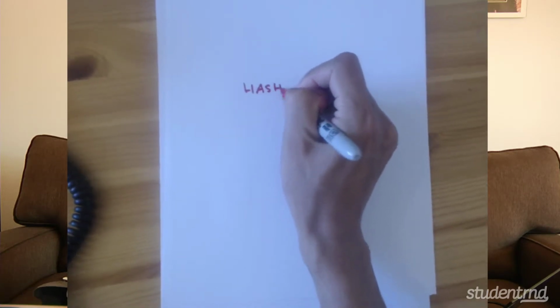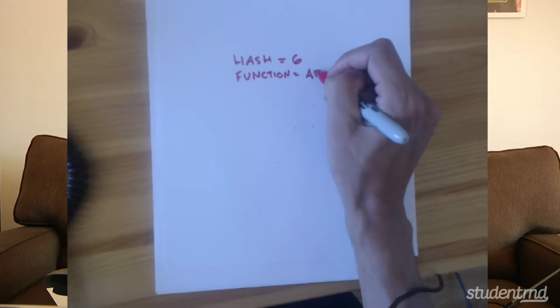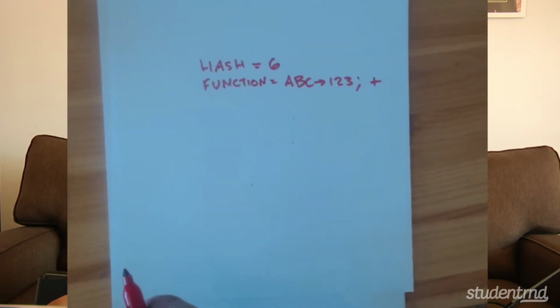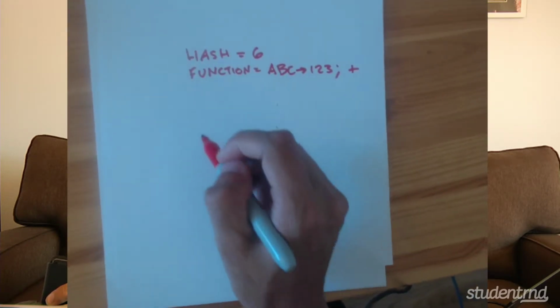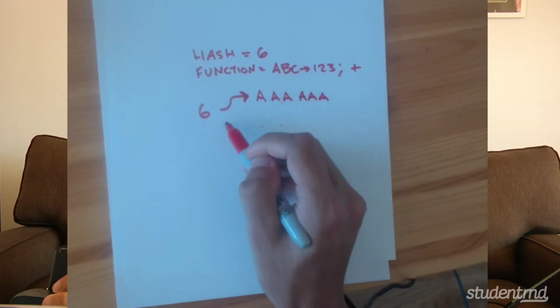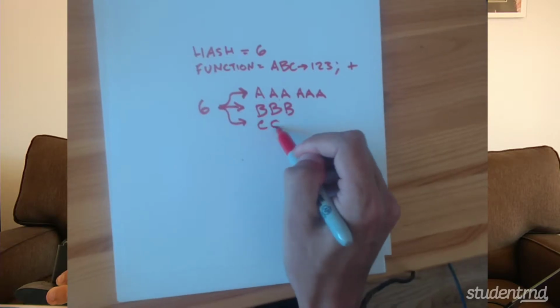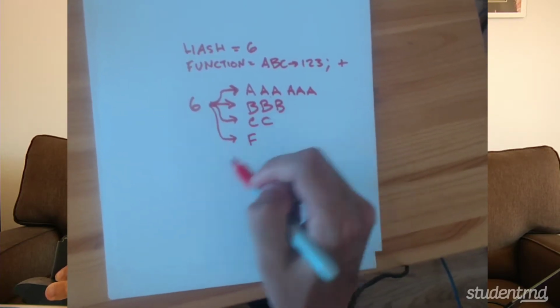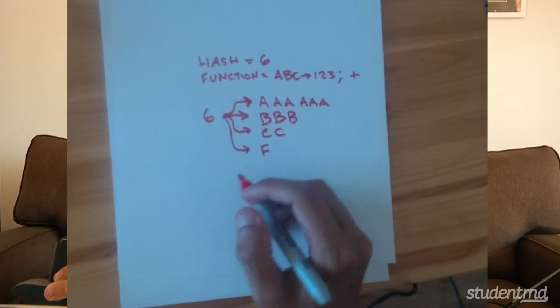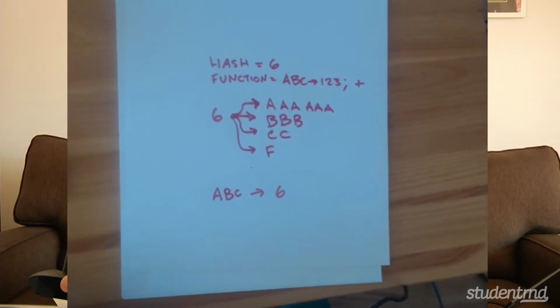Now here's the thing, if we only know that our hash is 6, and we know the function that we used, A, B, C to 1, 2, 3, and then we add them, if we only know those, we cannot go backward. Why not? Well, because 6 could be A, could be B, could be C. Could also be F, assuming that this continues on forever. So we cannot go backward. But anytime we give it the string ABC, we'll always get the result 6 using our formula, right? That's effectively what a password hashing algorithm does.